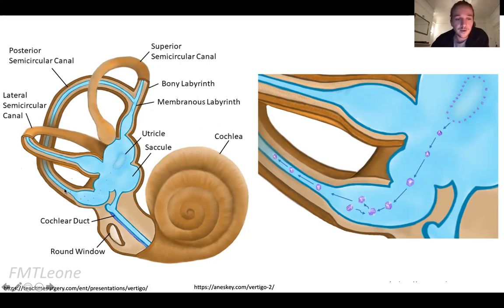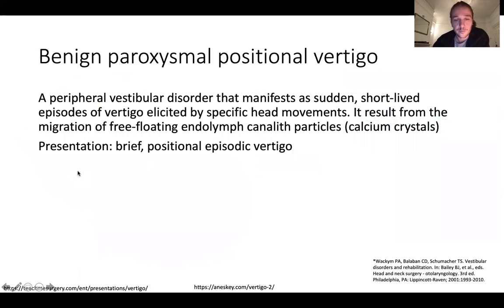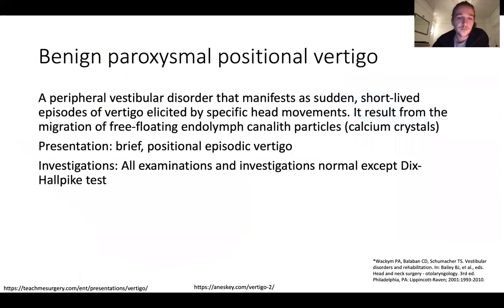And then what will happen is you have these particles going around this really important balance structure, which can make you really dizzy when you move your head in certain directions. So brief positional episodic vertigo. Investigations, so everything's usually normal except for the Dix-Hallpike test. And the way to remember this easily is for diagnosing benign paroxysmal positional vertigo, it is the Dix-Hallpike test.